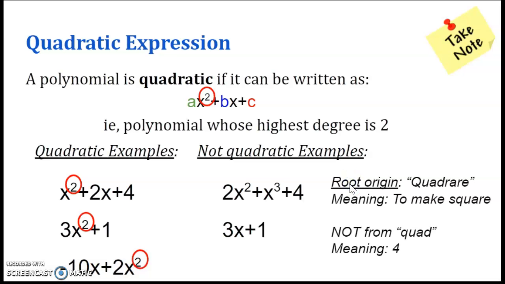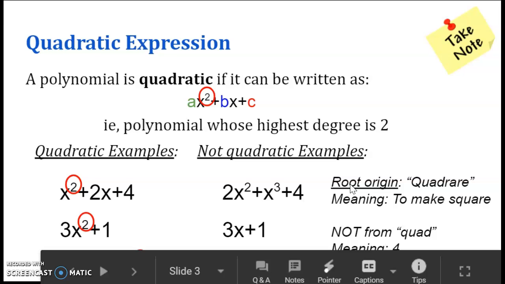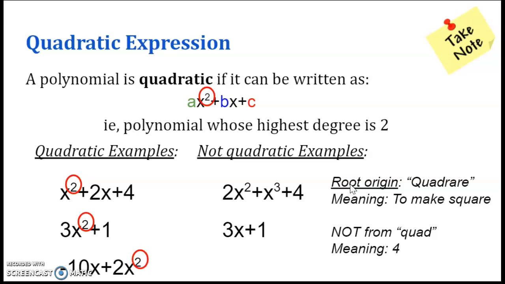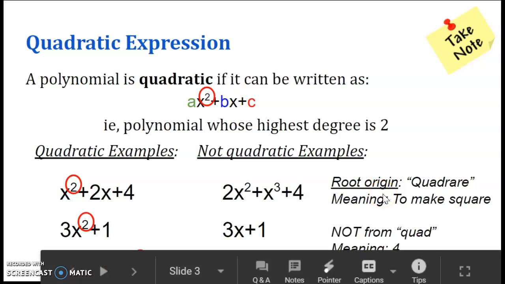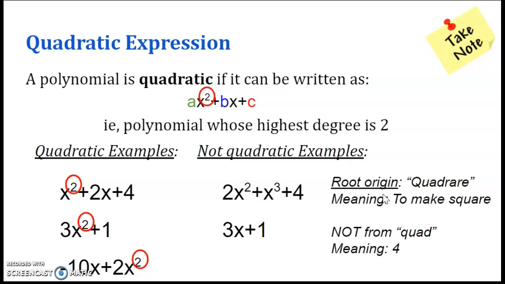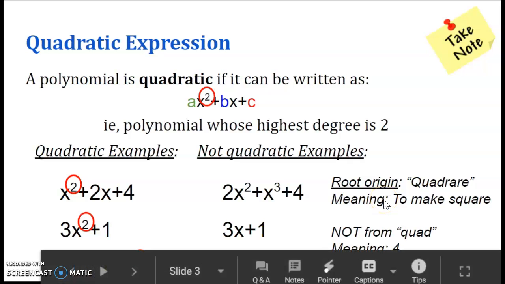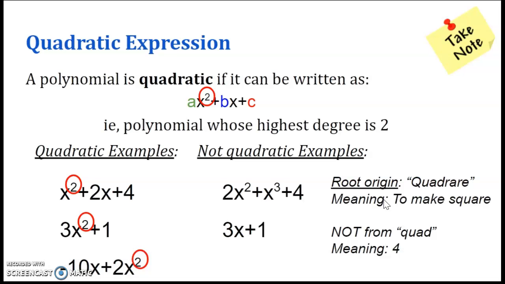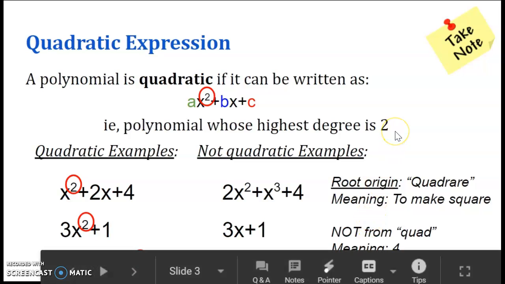The root origin of the word quadratic comes from the word quadrare, meaning to make square, or rectangle to be more precise, but in rudimentary terms, a square. This is not coming from the word quad, which means four, like quadrilateral, which means four-sided. So do not get that confused, please.